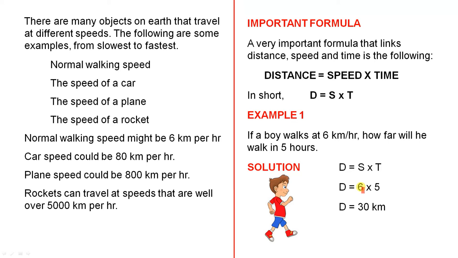6, because he walks at 6 kilometers per hour. That's the speed. And the time is 5 hours. So D equals 6 times 5. So D equals 30 kilometers. So he will walk 30 kilometers in 5 hours.